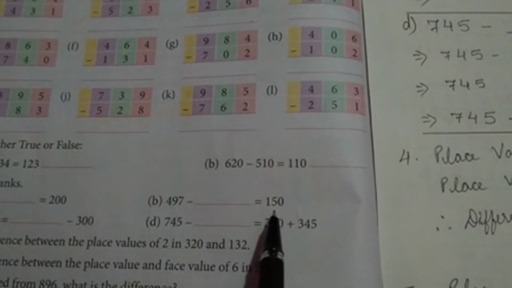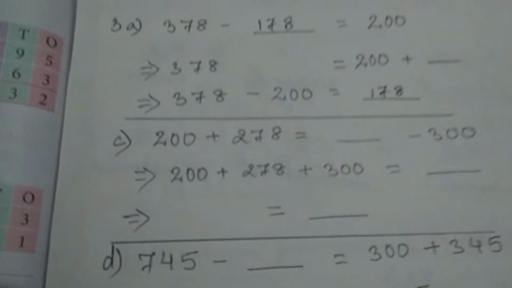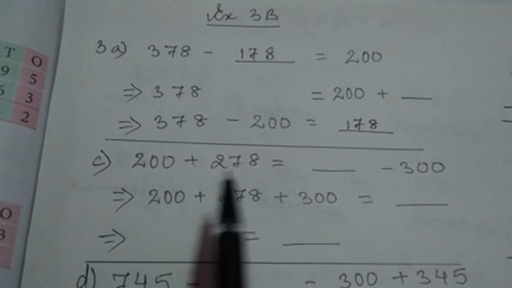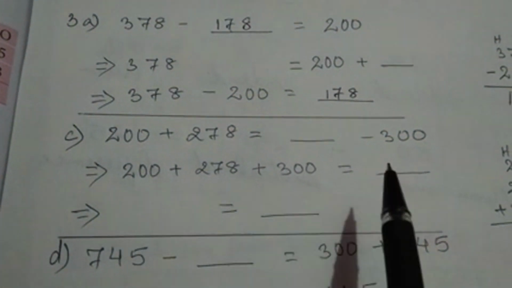497 minus dash is equal to 150. This I think you will be able to solve by the same process. Now this C, 200 plus 278 is equal to dash minus 300. Let us go through this one. C, 200 plus 278 is equal to dash minus 300.